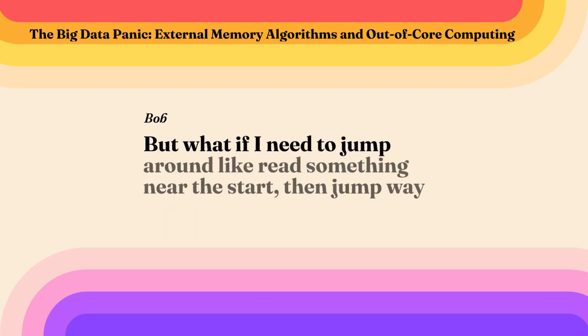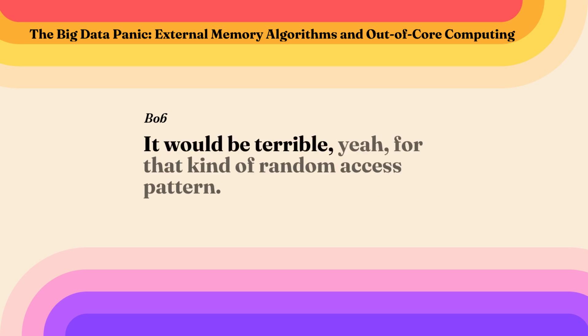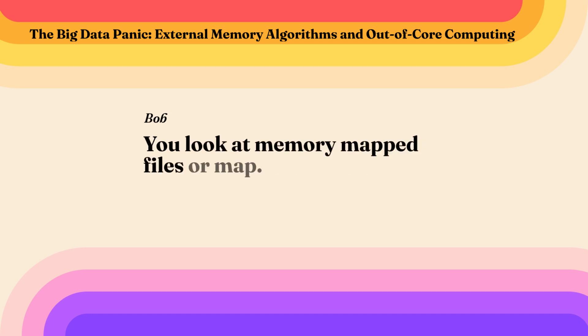But what if I need to jump around, like read something near the start, then jump way to the end, then back to the middle? Streaming sounds awful for that. Yeah, it would be terrible. For that kind of random access pattern, you look at memory mapped files, or mmap.